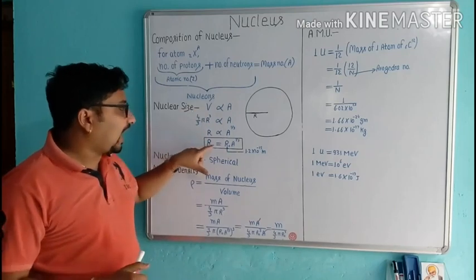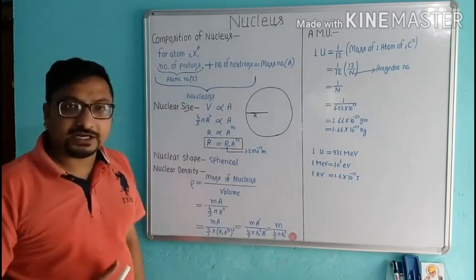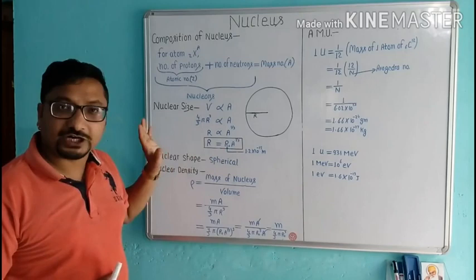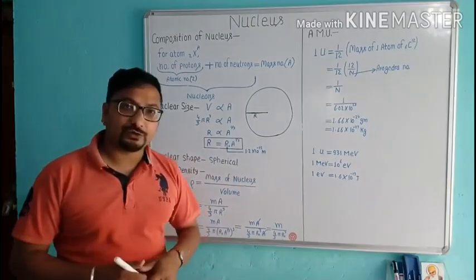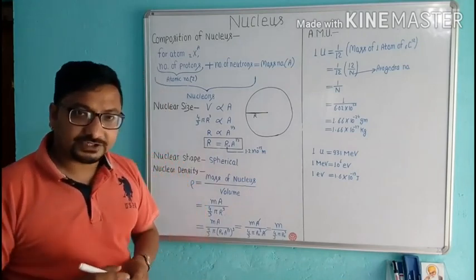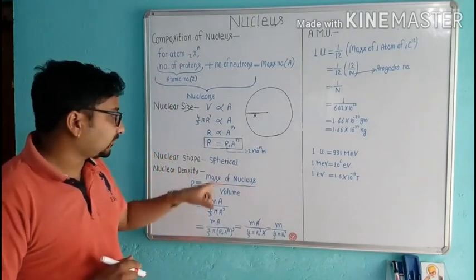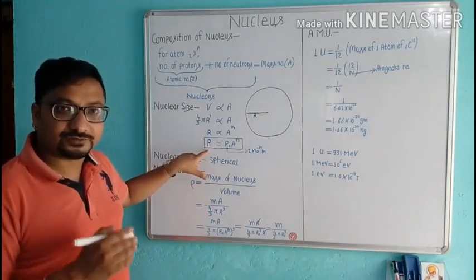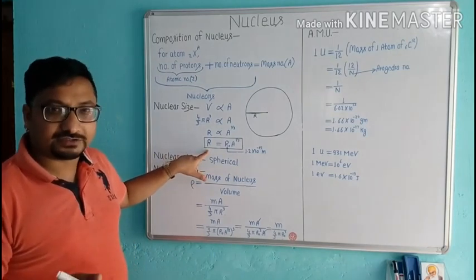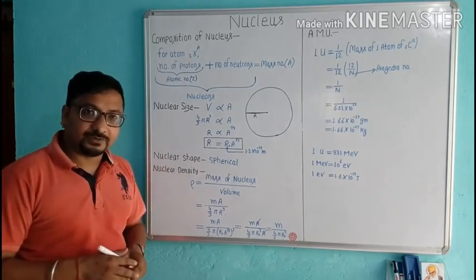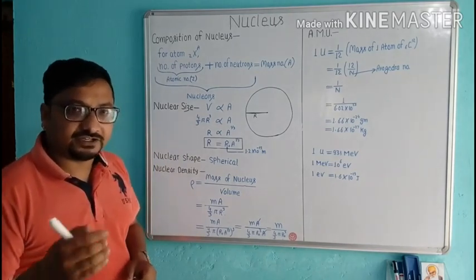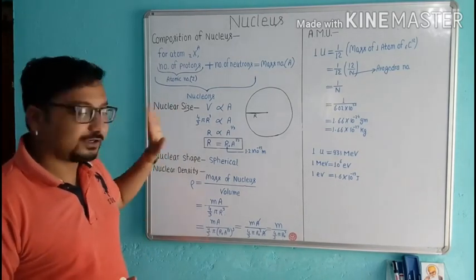Then r is equal to r naught A to the power 1 by 3, where r naught is the proportionality constant, and the value of r naught is 1.2 into 10 to the power minus 15 meter. We use this formula to solve numericals. Now next is nuclear shape. The nucleus is spherical in shape, as we already mentioned here.